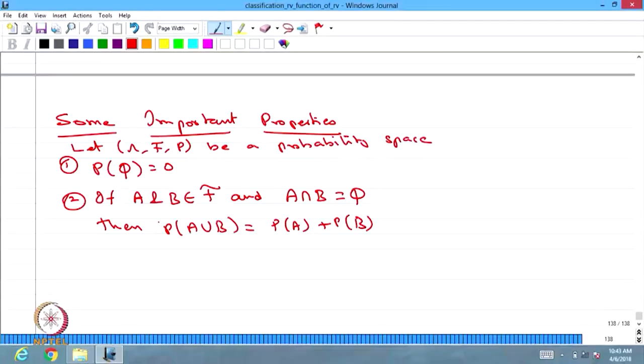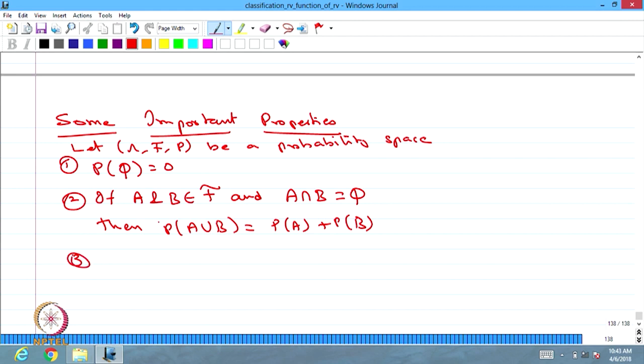Otherwise, in general, for any two events, P of A union B is P of A plus P of B minus P of A intersection B. Since A intersection B is the empty set and the P of empty set is 0, therefore P of A union B is the same as P of A plus P of B.